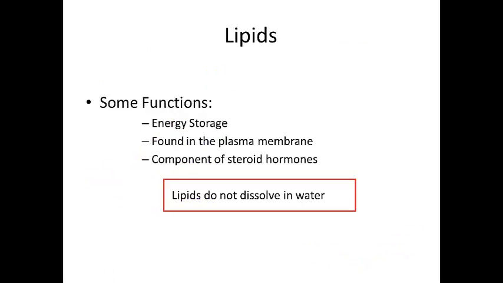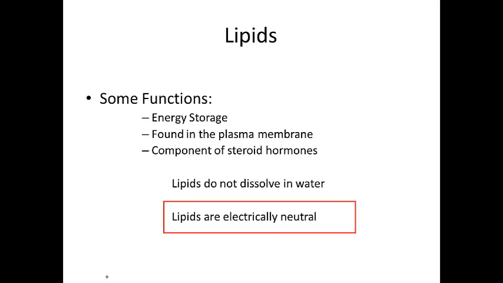So some general functions of lipids. They store energy. This is more like long-term energy storage, whereas carbohydrates was immediate energy. We also have lipids in the plasma membrane, as you know. These would be the phospholipids. And lipids are also components of steroid hormones, things like testosterone and estrogen. Okay, lipids do not dissolve in water, and they are electrically neutral.